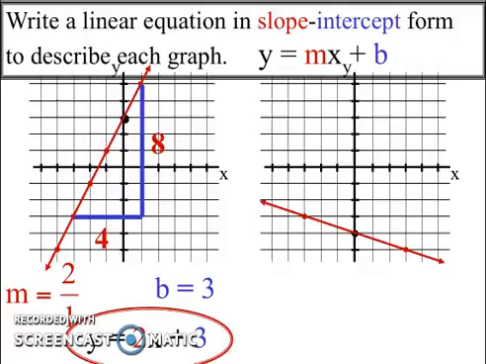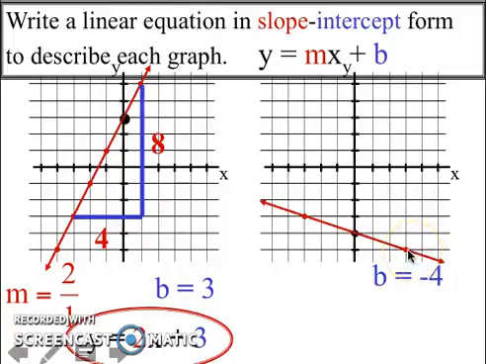One more example. Again, in this graph, we have to start by looking at the y-axis and finding the y-intercept, which is this point over here. That point, if we count, is 1, 2, 3, 4, negative 4. So our b is negative 4.